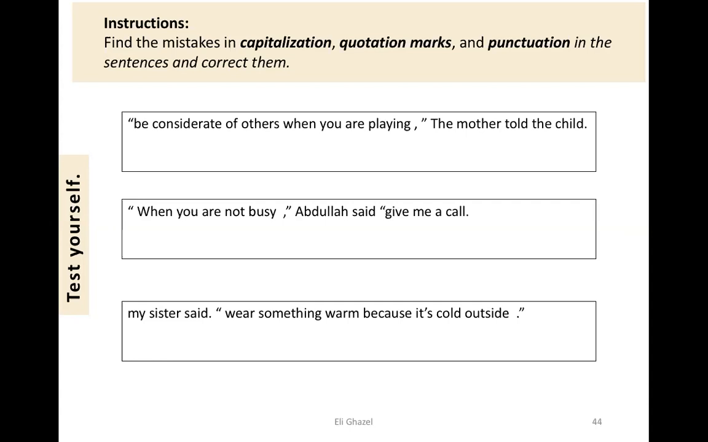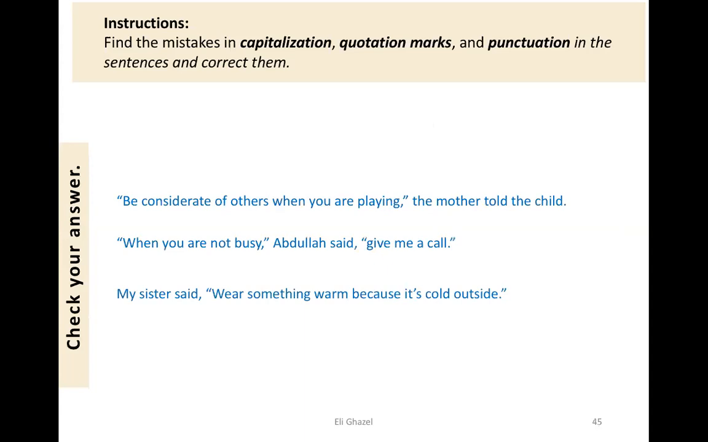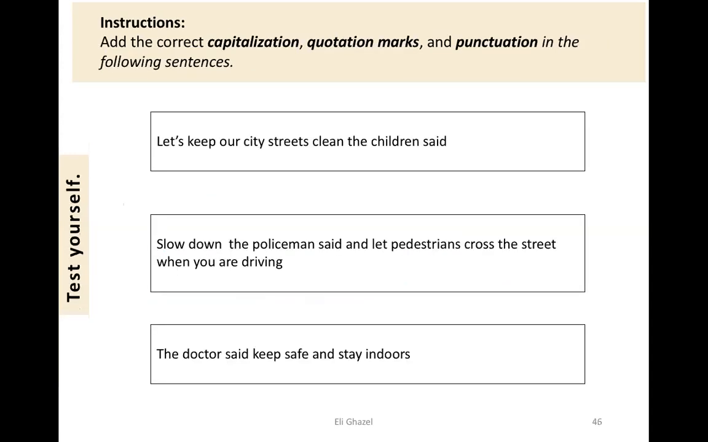Now look at this one. The sentence is there, but how about, after you check your answers, here is the feedback. So you might not give it to the student, this could be your answer key, or you can give it to the students as part of the learning process. Now look at the next one. Here, you are not finding the mistakes anymore. You get a bunch of words, and you have to add the correct capitalization, quotation marks, and punctuation in each sentence by yourself as a student.